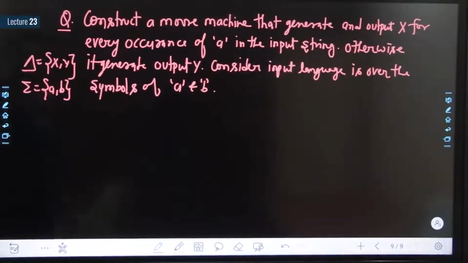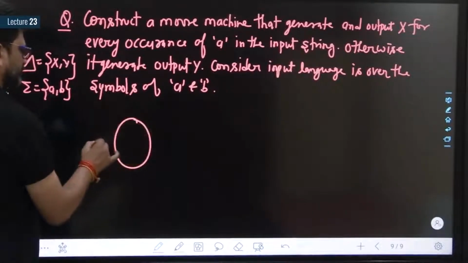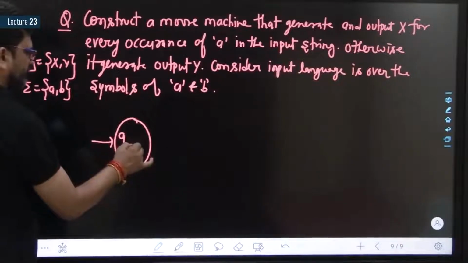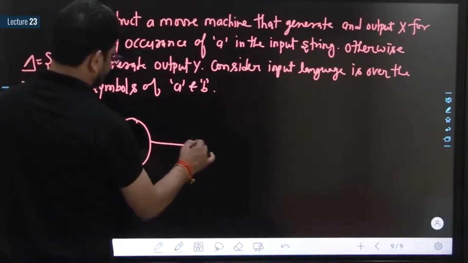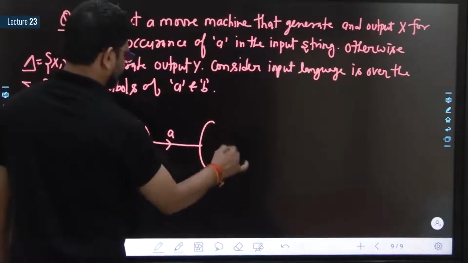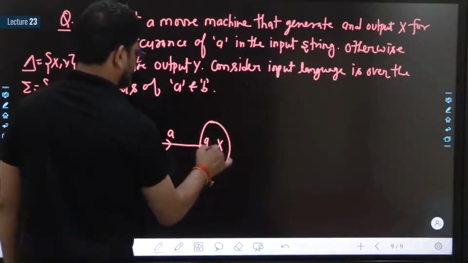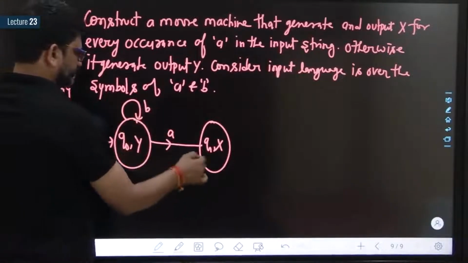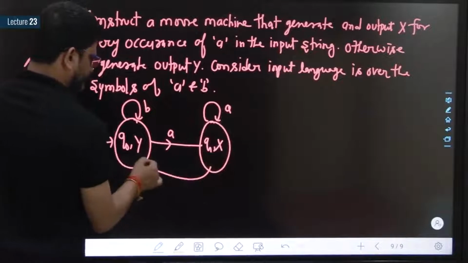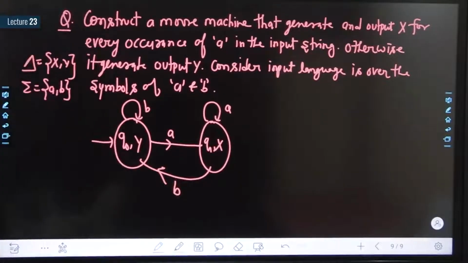Okay, see. When we read A on Q naught, it prints X. Otherwise print Y. See. Clear?